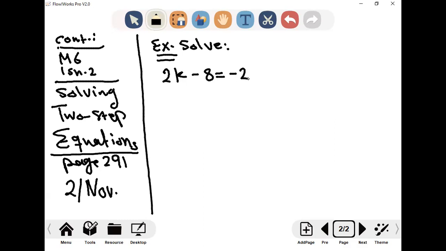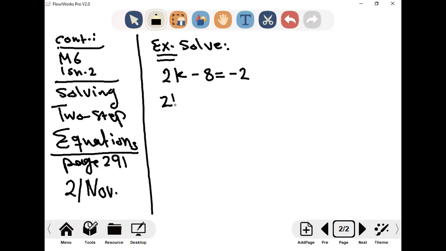Now we call this a two-step equation. We called the negative 8 the connected number, right? And the 2 we call the coefficient. First step, we get rid of the connected number by shifting it to the other side. If it's positive, it will be negative. We change the sign, remember? So the first step, we get rid of this negative 8.